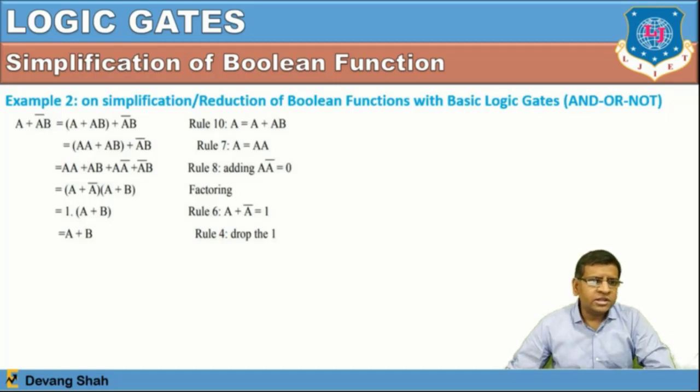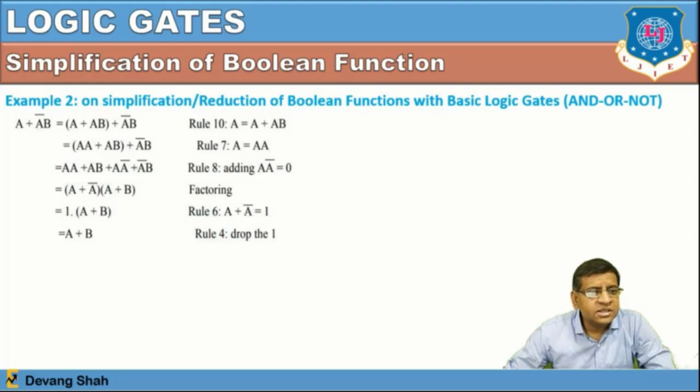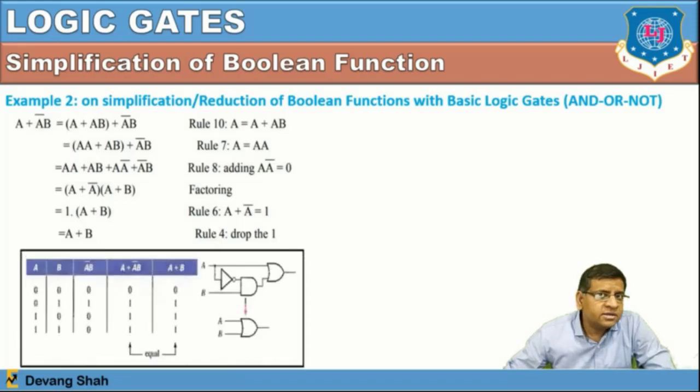One more example based on the simplification or reduction of functions with the basic logic gates AND, OR, and NOT. You can apply here the Boolean laws, where you see A plus A bar into B. You can expand the A like A plus AB plus A bar into B, and once you expand this, ultimately your final answer would be A plus B using Boolean algebra. So A plus A bar into B you can implement with three gates, AND, OR, and NOT. But at the end, the logic is nothing but OR logic, so within a single OR gate you can realize the same output. From the truth table, you can check that A plus A bar B and A plus B both have the same answer.